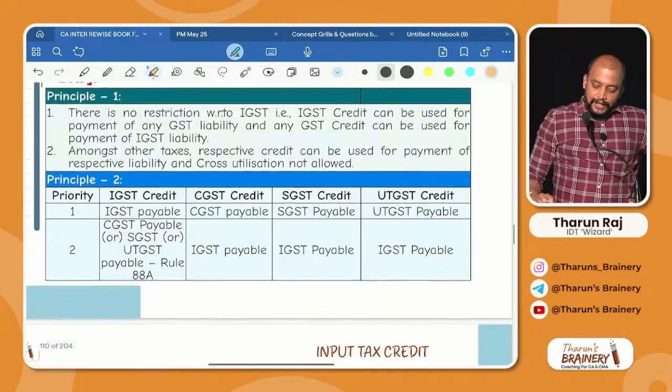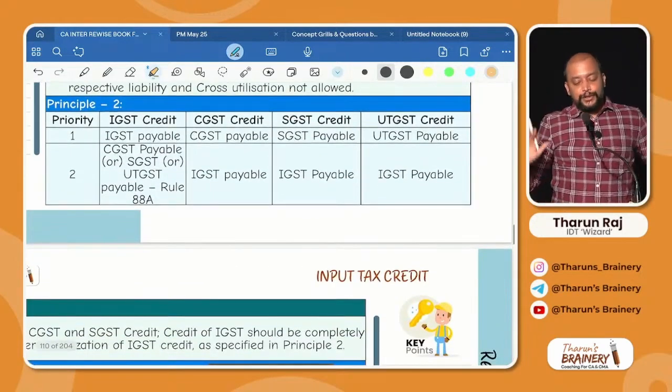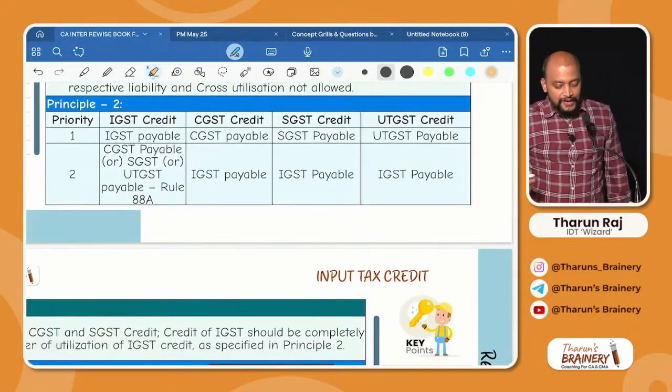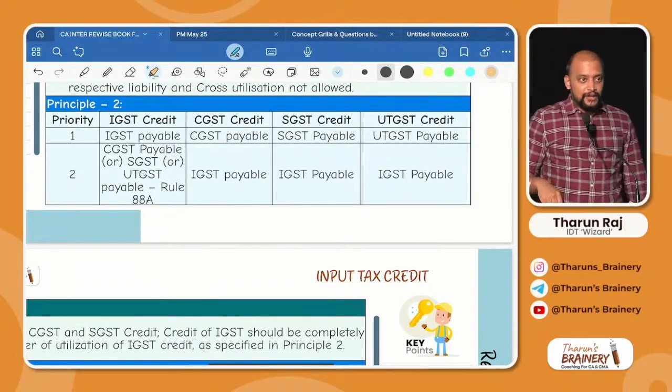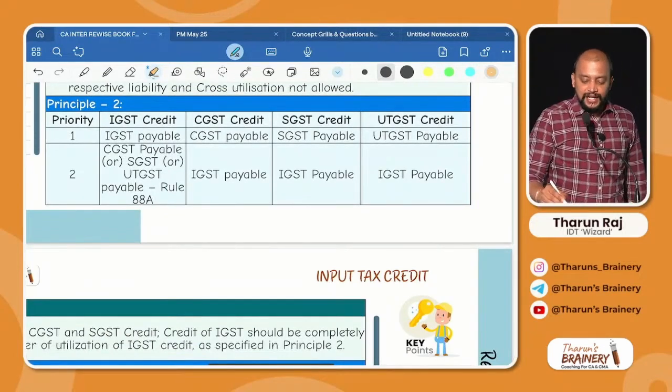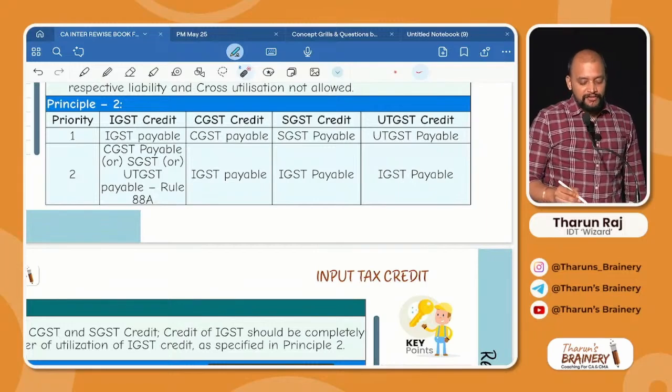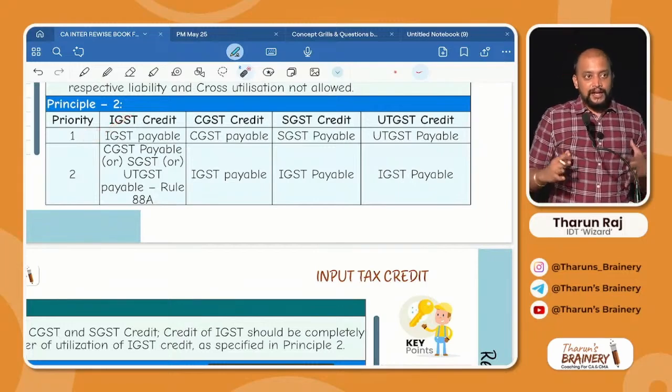Next, look into principle number 2, priority. What is the priority of utilization? IGST credit, okay. First, IGST credit can be utilized for payment of IGST liability, okay.